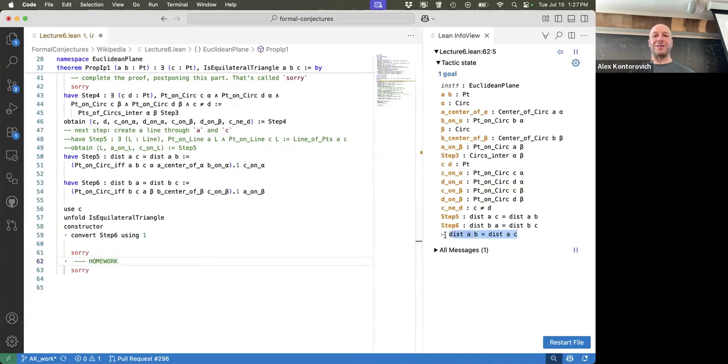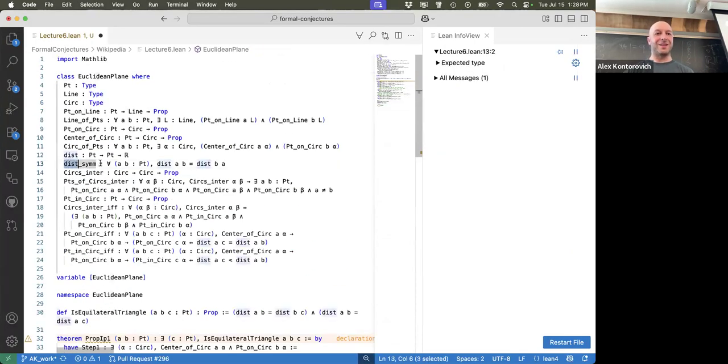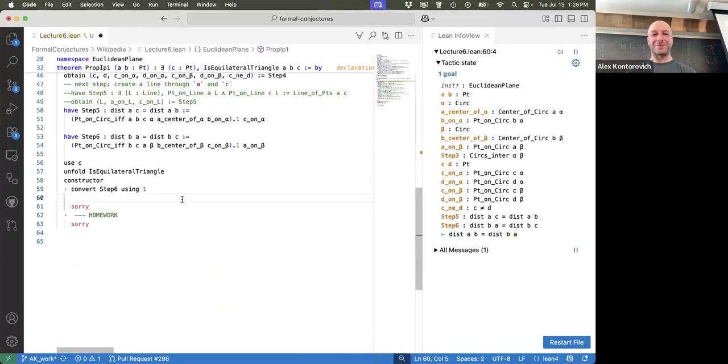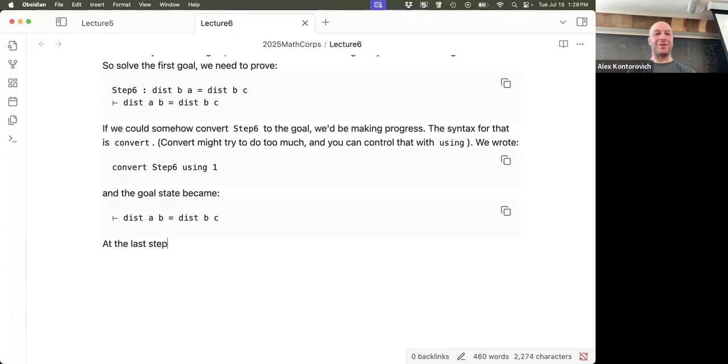The other goal is the distance of AB is equal to AC. But now we're so close. How do we finish this off? How do we show the distance from A to B is equal to the distance from B to A? Say it again. Distsim. So remember what distsim says: you give me an A and a B, I'll prove that AB is equal to BA. So we're at the last step. At the last step, we can give exactly the proof of what it's asking.